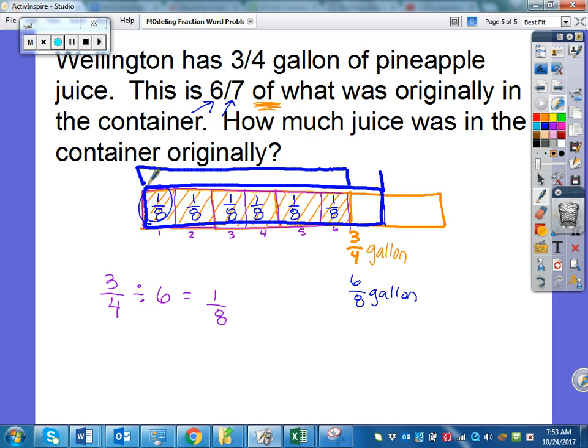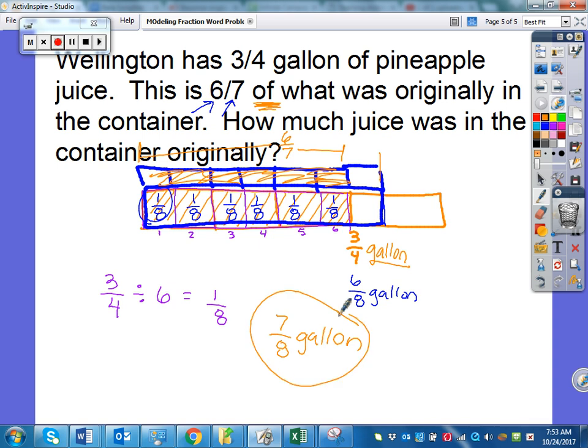If I sort of go up here and draw my diagram a little bit better up here, this part right here is 6 pieces out of the 7 to make a whole. So this part is 6/7 from here to here. And then that would be my whole, 7/7. So along the bottom, what that represents is how many gallons. So I have 7/8 of a gallon is going to be my whole amount of pineapple juice.